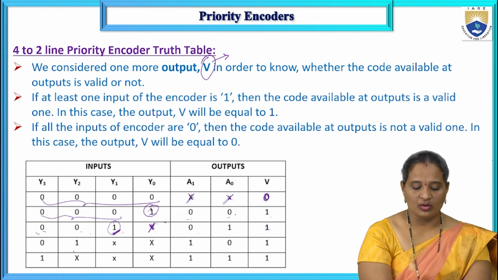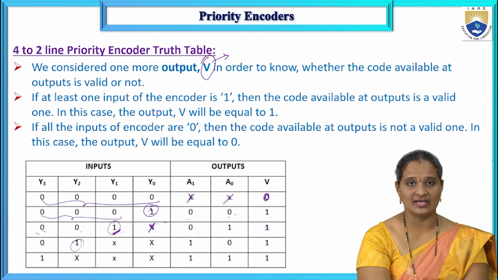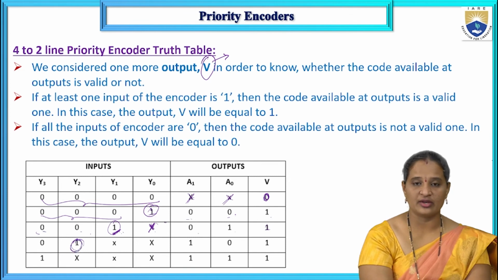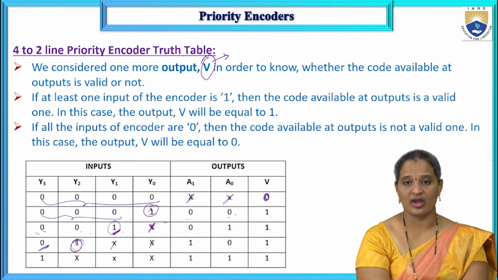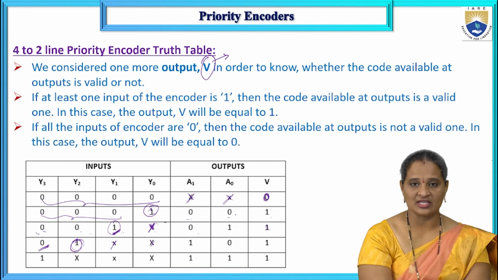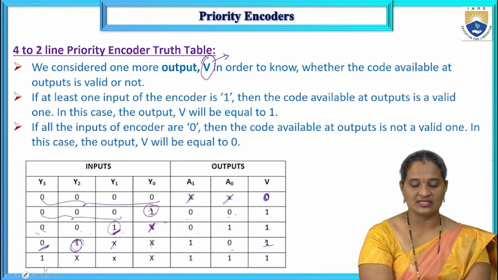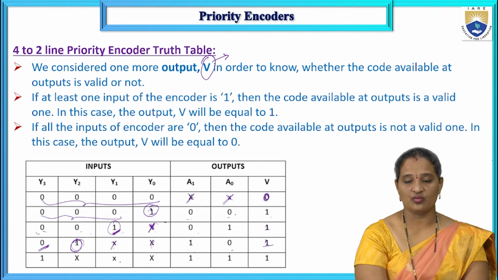Now, in order to encode this 2 into binary, what should we consider? Y3 should definitely be 0 because Y3 has the highest priority. If it is 1, then definitely that will be converted into binary. As I want to convert Y2 into binary, Y3 should be 0, and whatever the values of Y1 and Y0, Y2 has the highest priority, so it will be converted into binary. So the output is 1, 0, and V is 1 because it is a valid code. Now, as Y3 has the highest priority, if it is 1, whatever the values of Y2, Y1 and Y0, it will be converted into binary 1, 1, and it is a valid code.